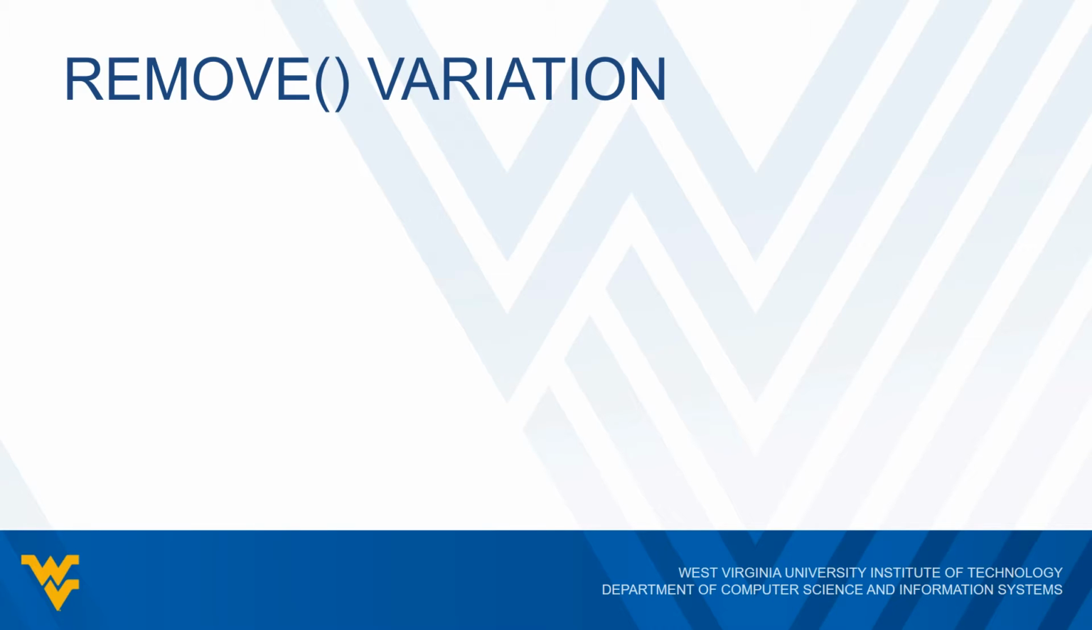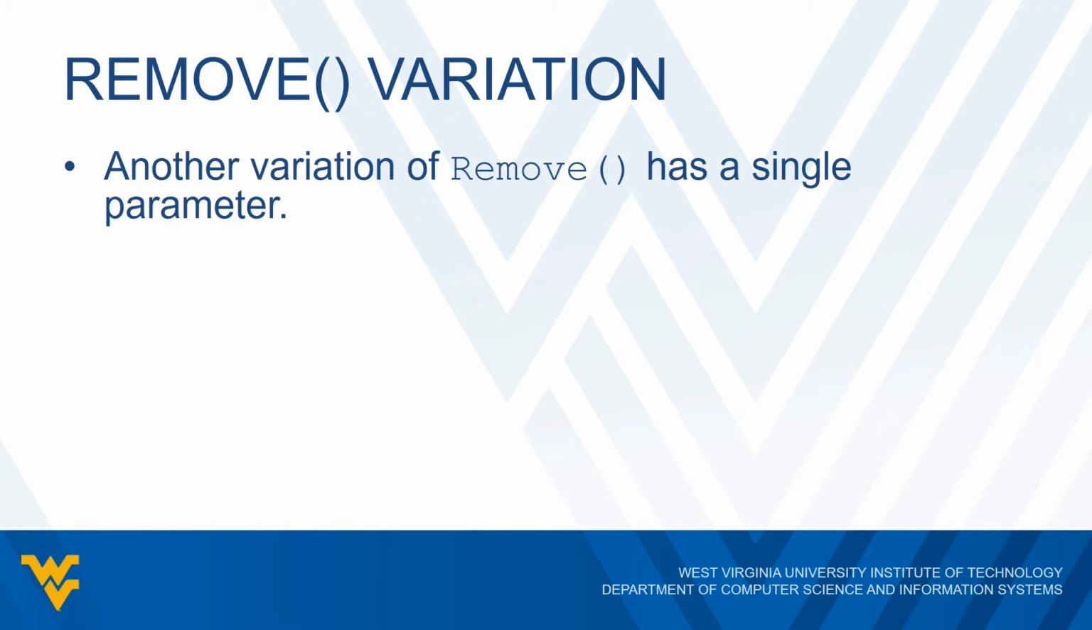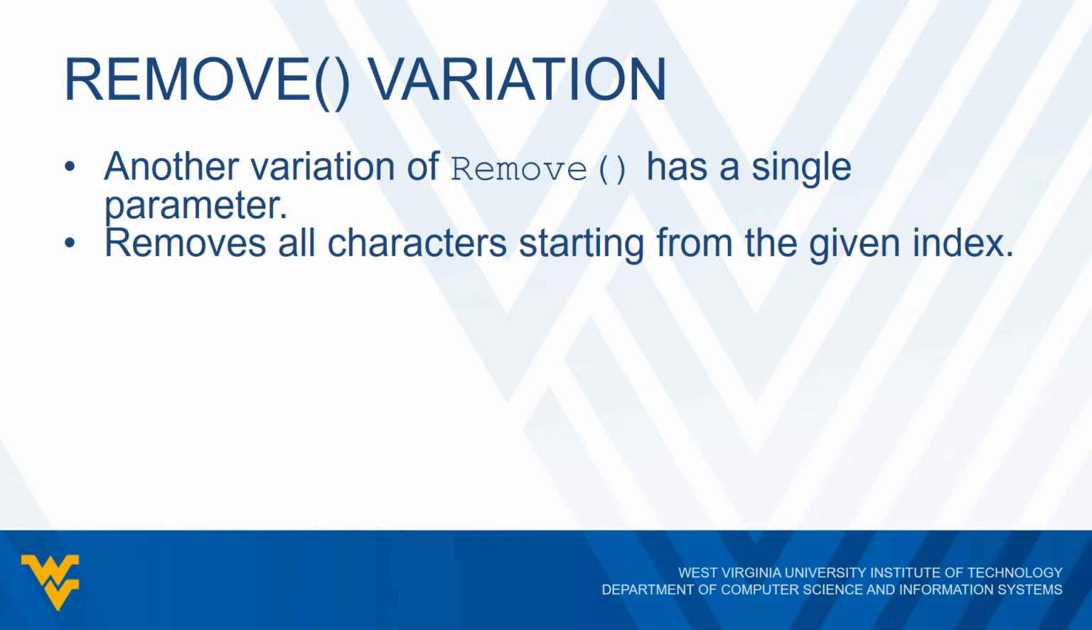Now, there is a variation of the remove method where we have a single parameter instead of two parameters. What this version of the remove method does is that it's going to remove all of the characters from the starting given index. So instead of just specifying how many characters we're going to remove, we're just going to say from this point to the end, we remove all of those characters, not just a certain subset of it. So let's take a look at an example of how we would use that.